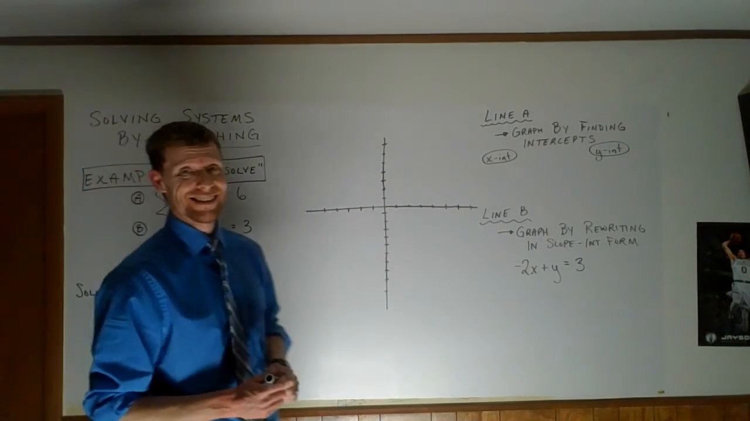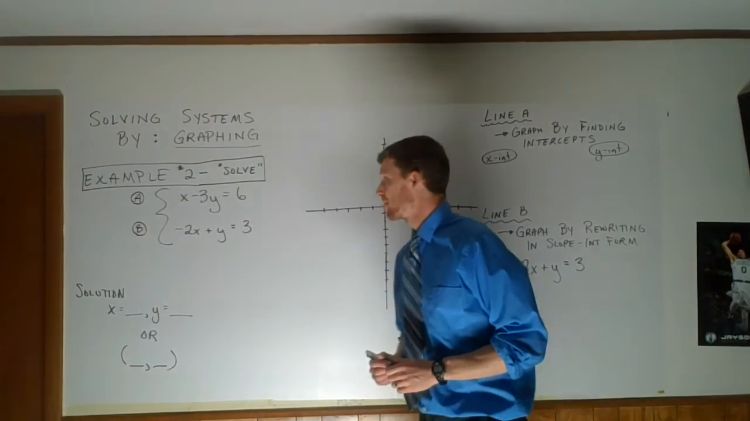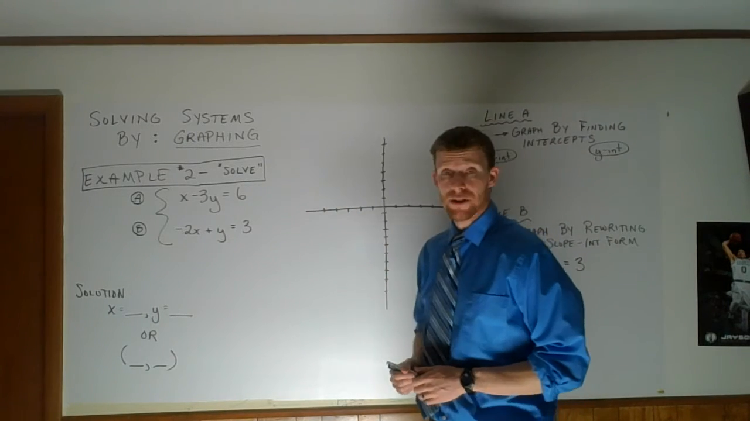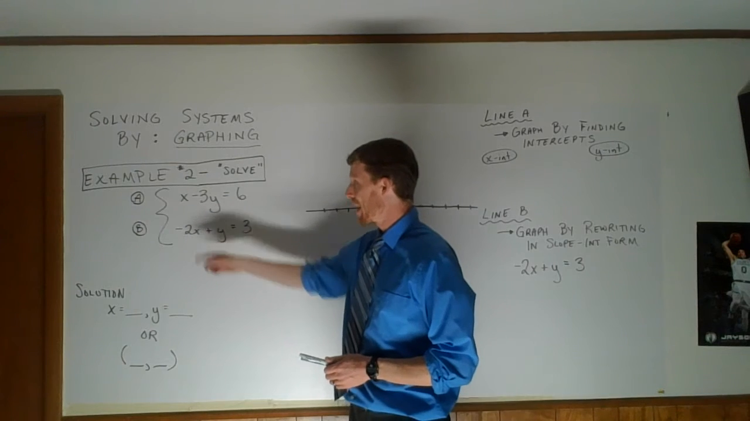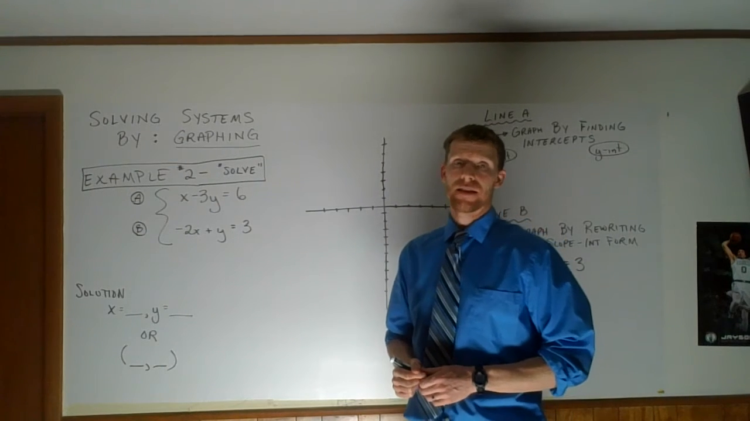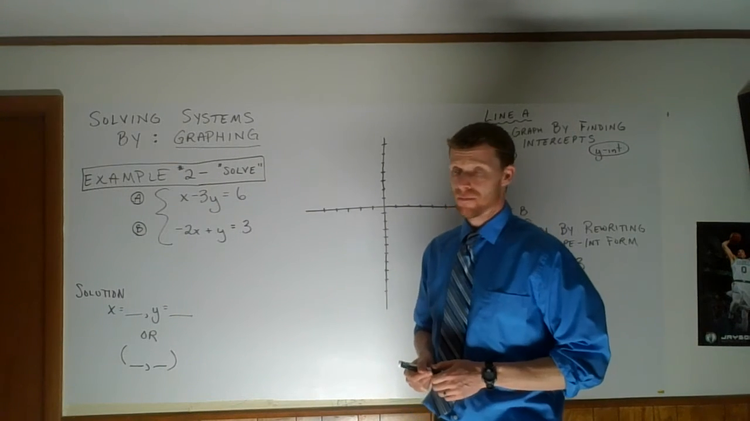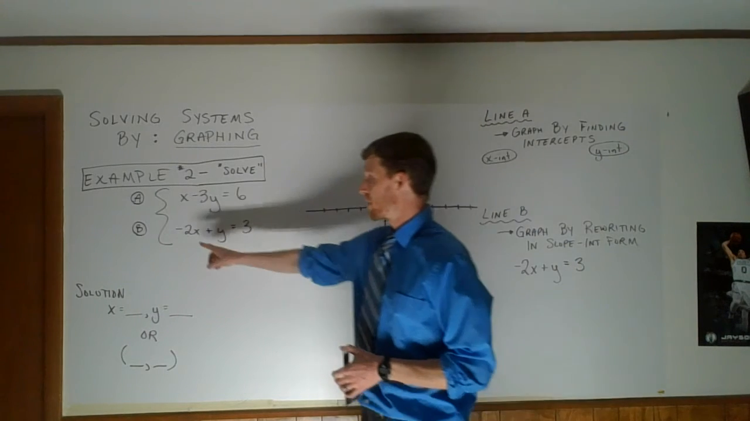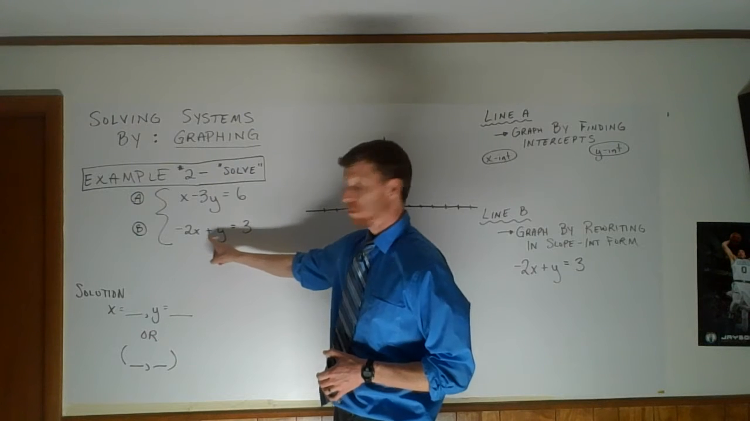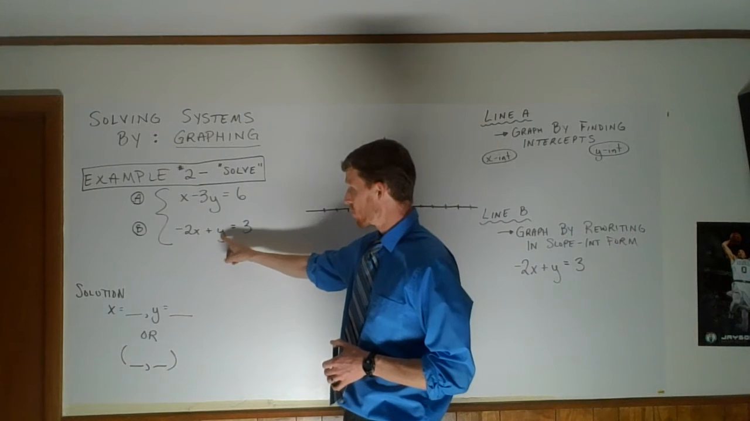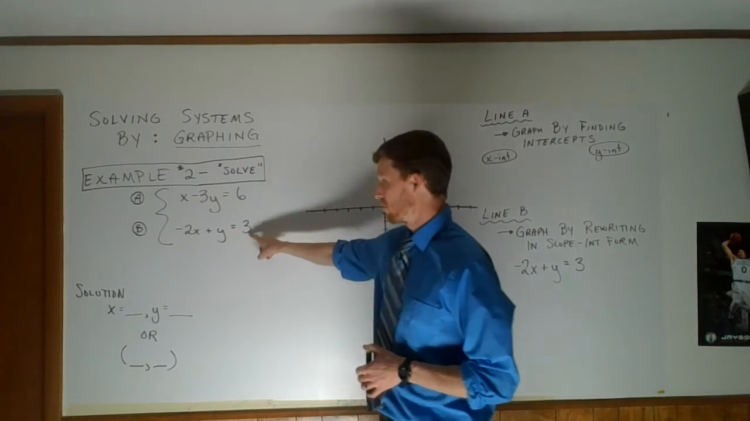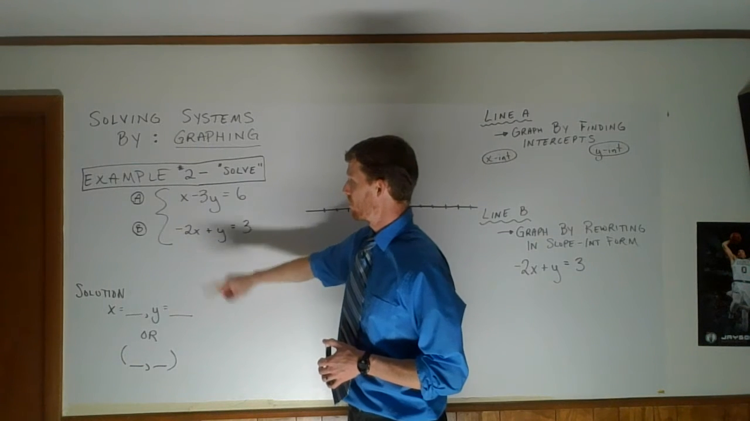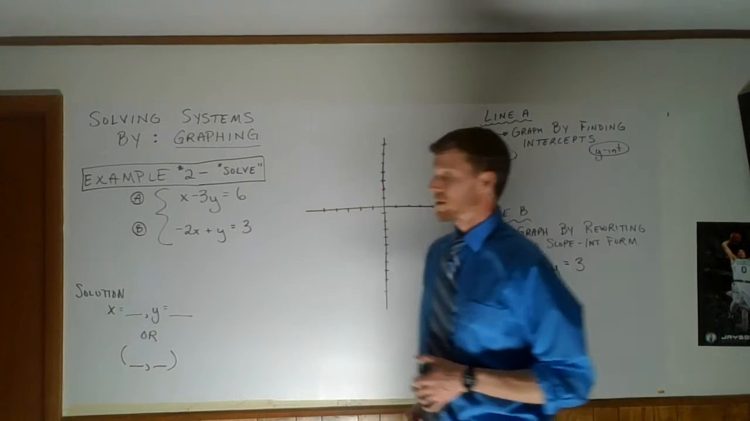We are solving systems of linear equations by graphing. So in this problem, we've been given two equations. I'll call them line A and line B. Neither of these is in slope-intercept form. These are both in standard form. Standard form is when it's a number times x plus another number times y equals a constant. So both of these is something x plus something y equals a constant.